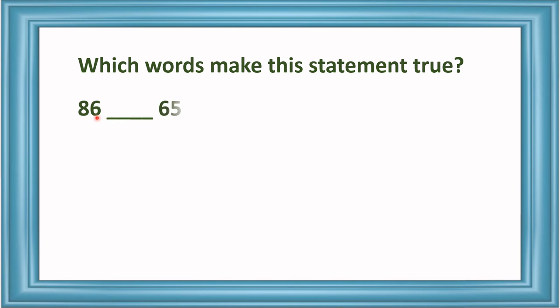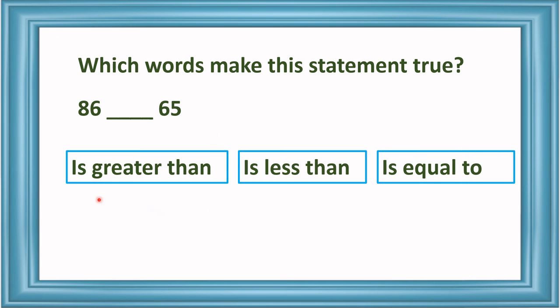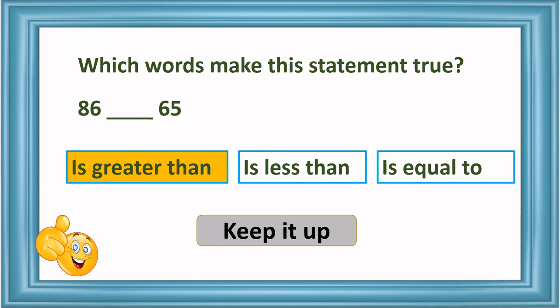Next, 86 and 65. Again same options: is greater than, is less than, is equal to. Come on, tell me. You can see the tens here. This is 8 tens, this is 6 tens. Nice answer. 86 is greater than 65. Keep it up.